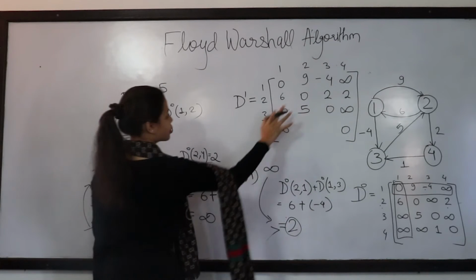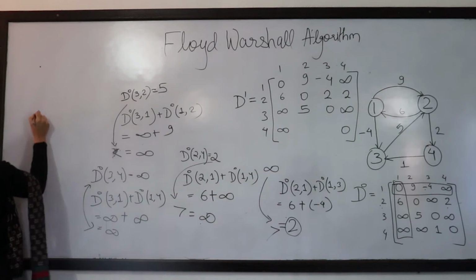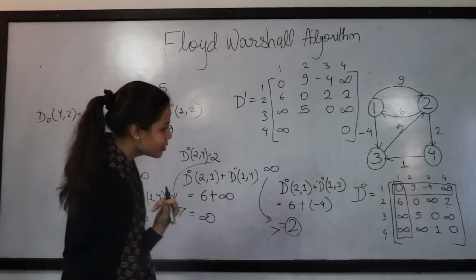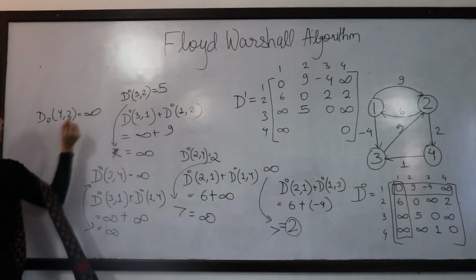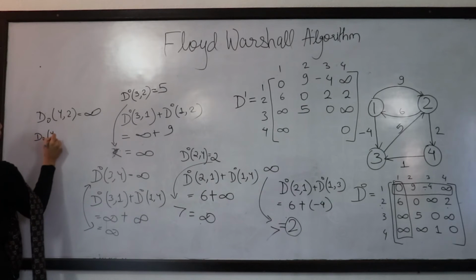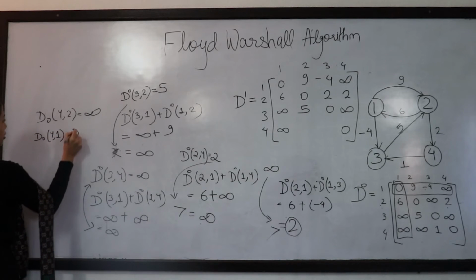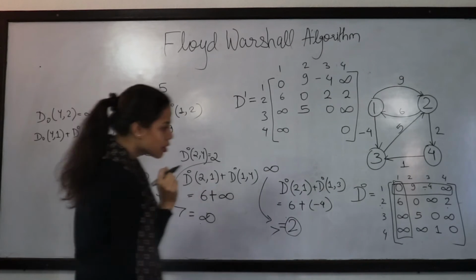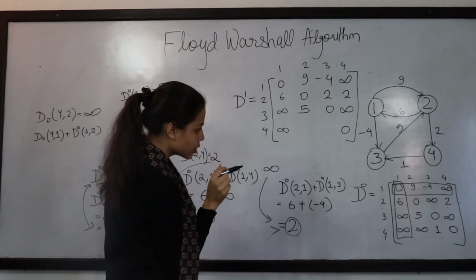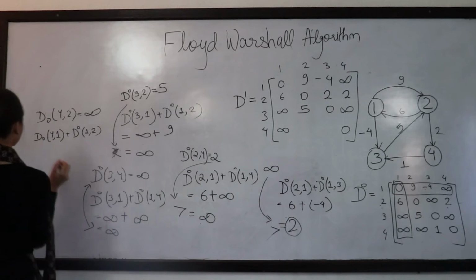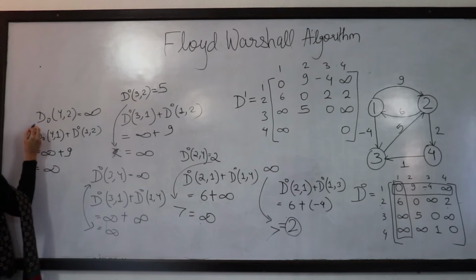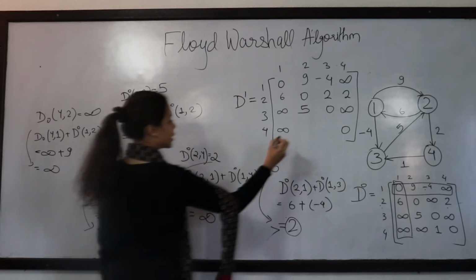Now from 4 to 2, we have infinity. Now 4 to 2 by 1 will be 4 to 1, 1 to 2. 4 to 1 infinity, 1 to 2, 9. It is infinity, so we write here infinity.